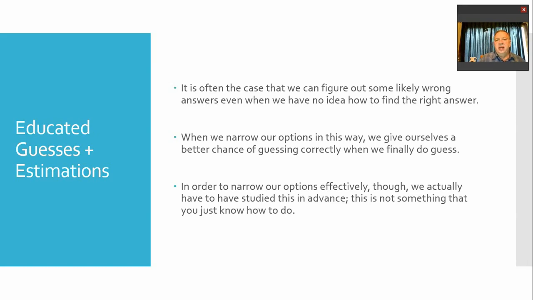When we narrow down, that would be the case if I have a multiple choice and I'm going through and saying, okay, this isn't possible. This is way too big. This one is way too small. This one is about what we're looking for. When we narrow our options in this way, we give ourselves a better chance of guessing correctly when we finally do guess. It may be a guess, but it's a reasonable guess. In order to narrow our options effectively, though, we have to have studied this in advance. This is not something that you just know how to do.